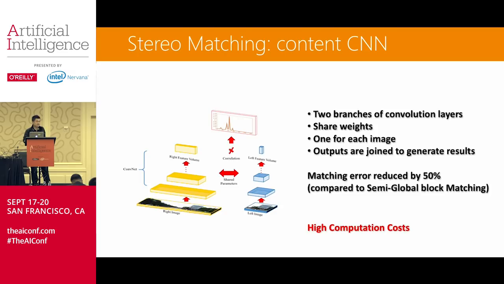It's called content CNN. Basically, it has the same network for the left image and the right image. Then they go through the same inference step, and at the end you combine the two to produce the output. The output is the depth of the points in space. By using content CNN, you can improve the accuracy of SGBM by 50%. But it's very expensive. You don't want to put it in the car, or maybe you don't have enough computation power to perform this in the car.